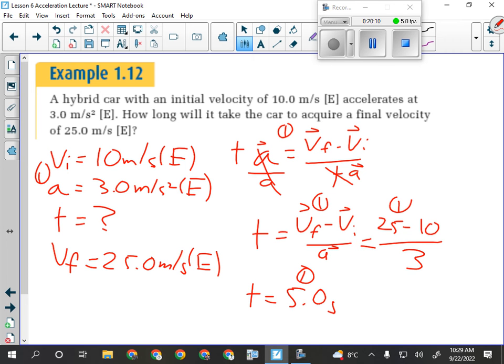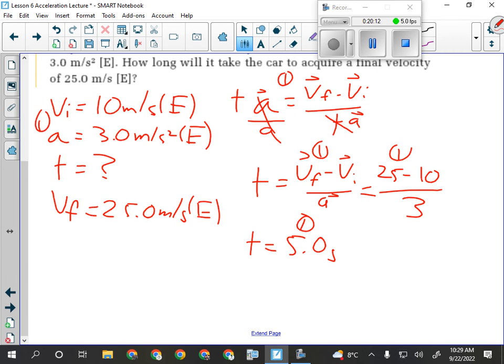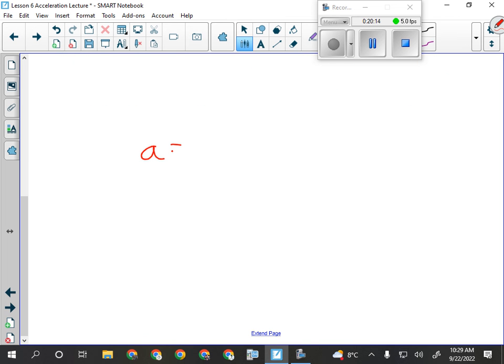Just to have a quick look at the manipulations for that formula. A equals VF minus VI over T. Obviously we just looked at how to solve for T; we just basically switch A and T. But what if I need to solve for VF? What would I move first?